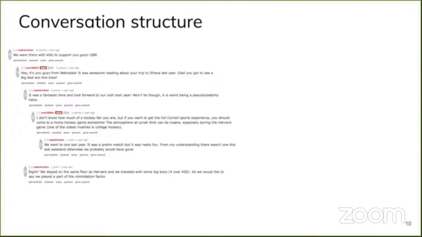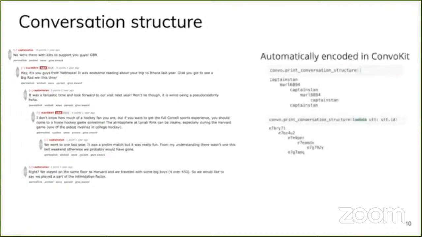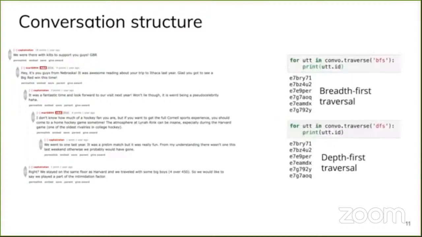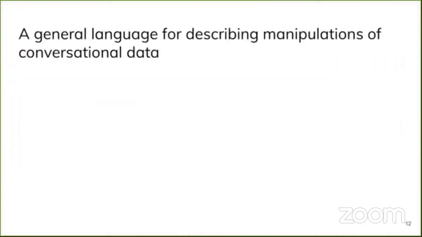all sorts of analyses. So for example, we discussed the problem of encoding conversation structure. Well, in Convokit, conversation structure is automatically encoded, such that for every conversation object, you can automatically access its structure and even traverse the conversation tree in interesting ways, like a breadth-first or depth-first traversal. So now that we have these data objects, the question is, how do we do higher level analysis with them?